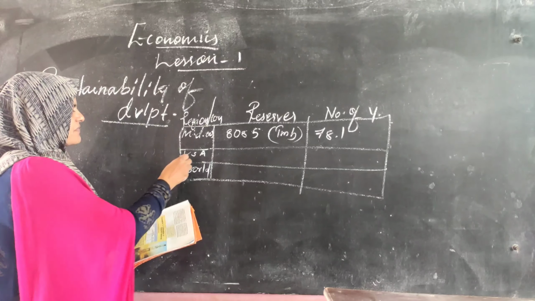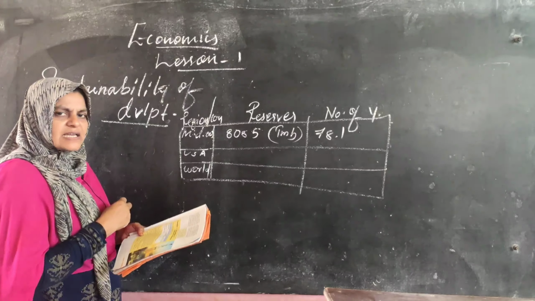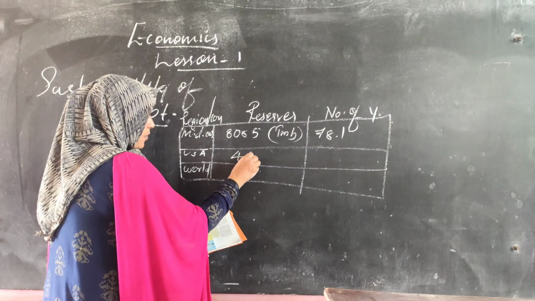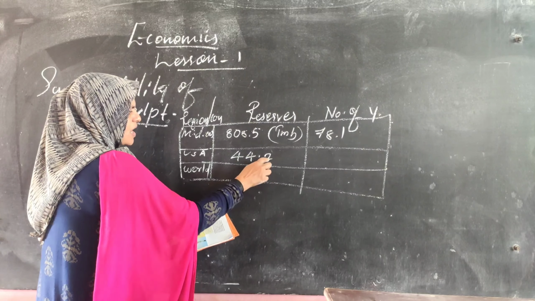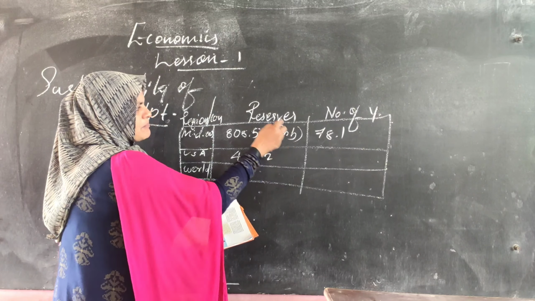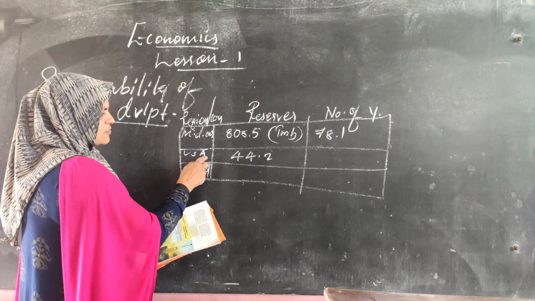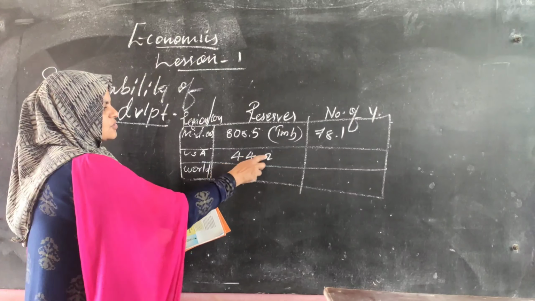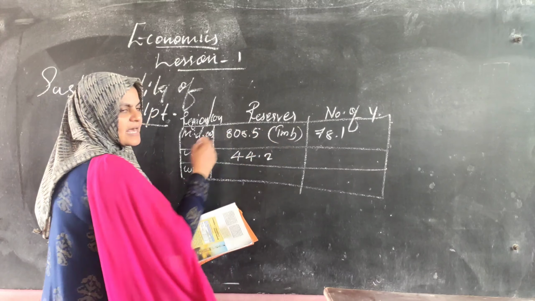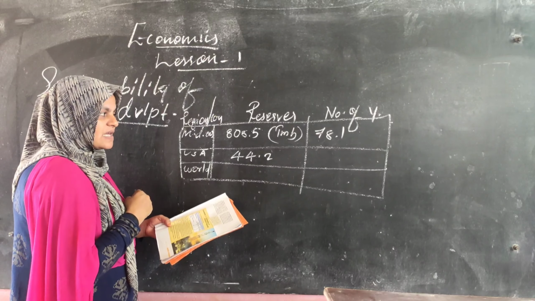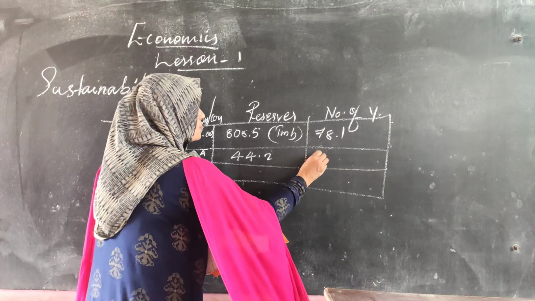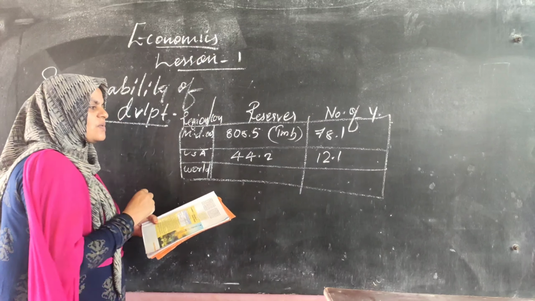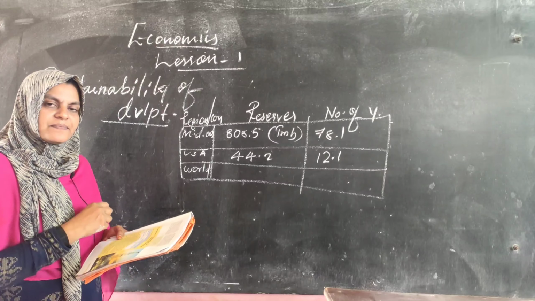78.1 years. 78 years, 1 month we can use this. Got it? And when we take USA, United States of America, we can see that 44.2 thousand million barrels of reserves are there. How many years will it exist? 12 years, 12.1.